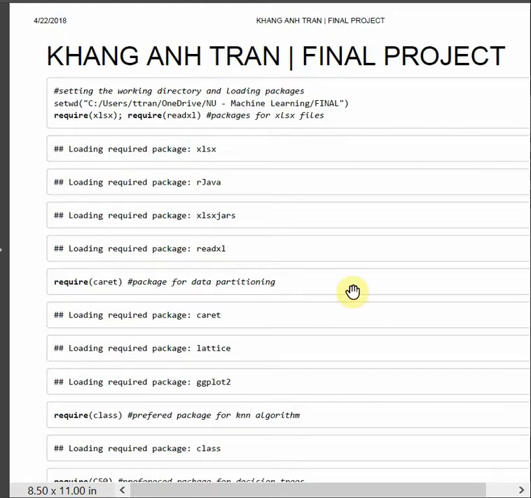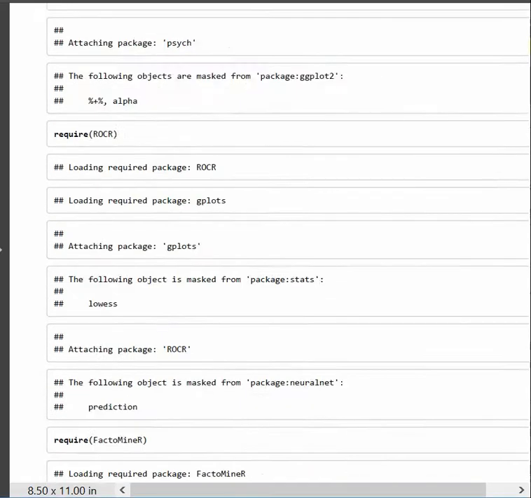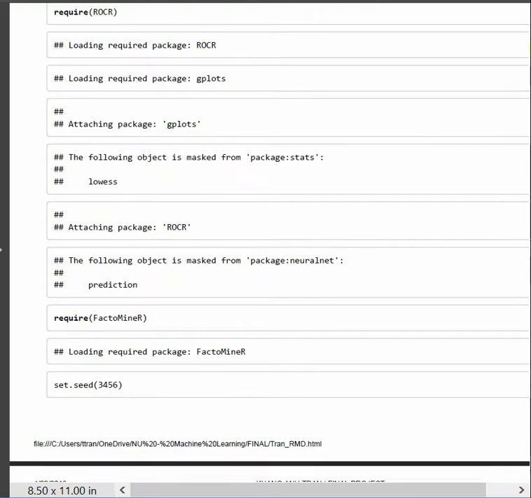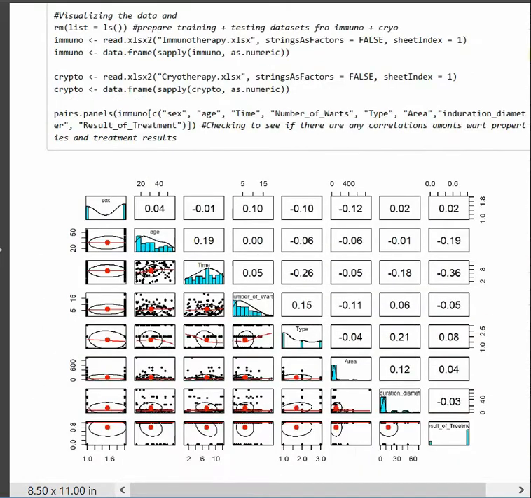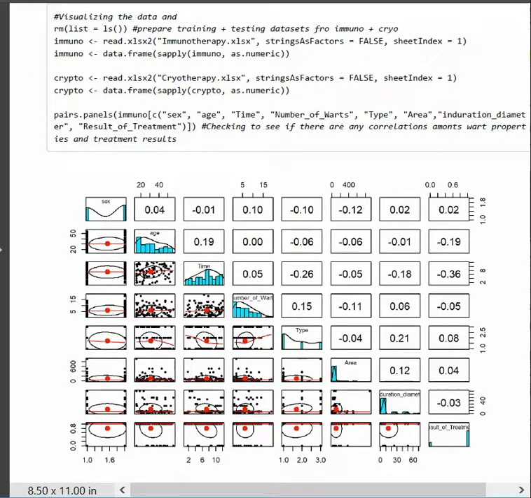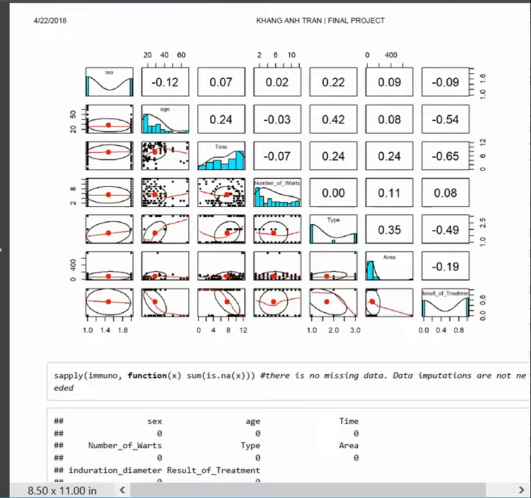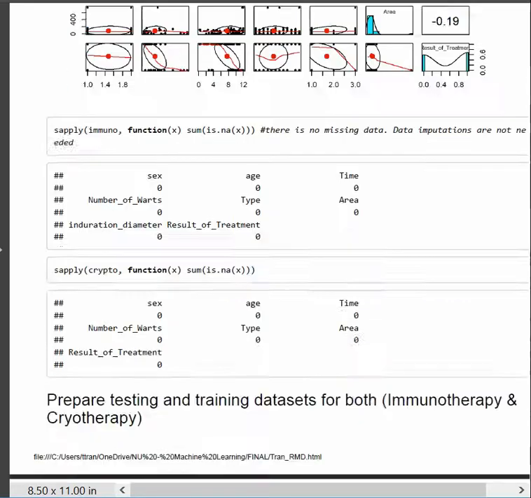So without further ado, let me demonstrate my project. First, I installed all my packages. I visualized the data, and from a brief look at the immunotherapy dataset, you can see there's not much correlation. The same can be said of the cryotherapy dataset. So we would really have to dig deep with the machine learning algorithms to find out which parameters, if any, can predict the success of the immunotherapy or cryotherapy approach.